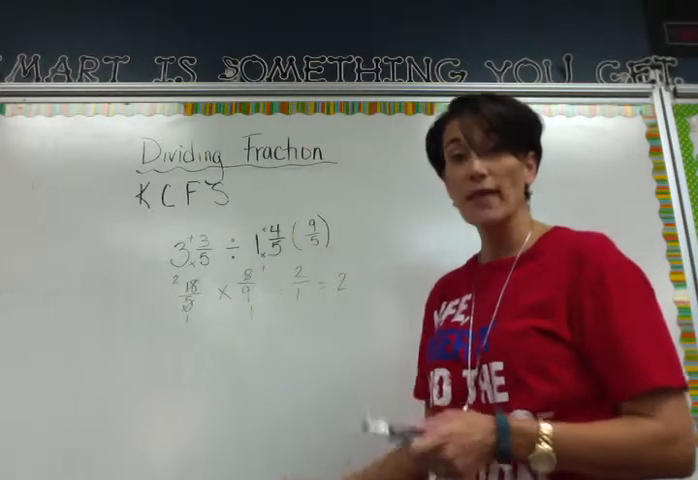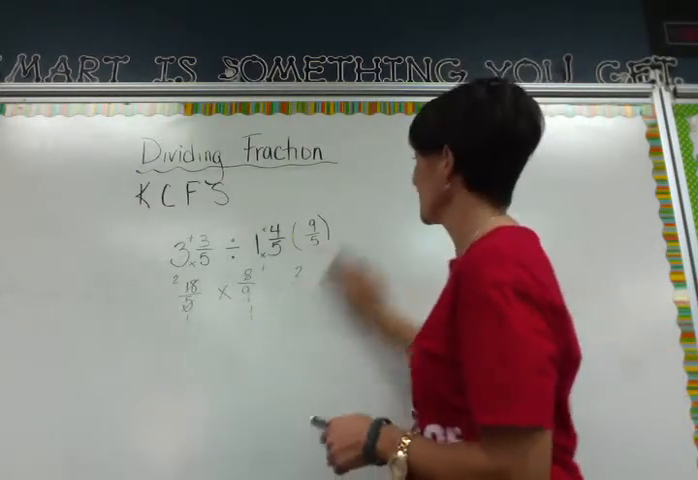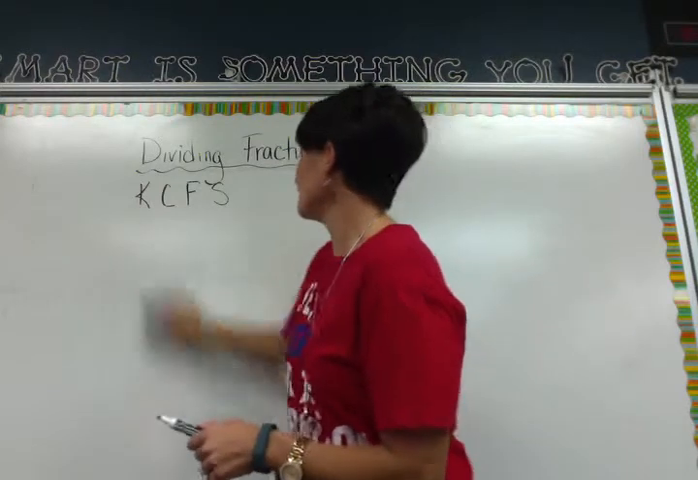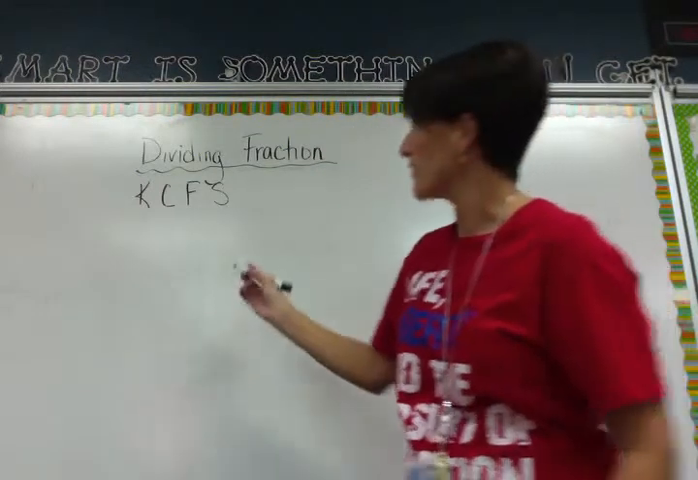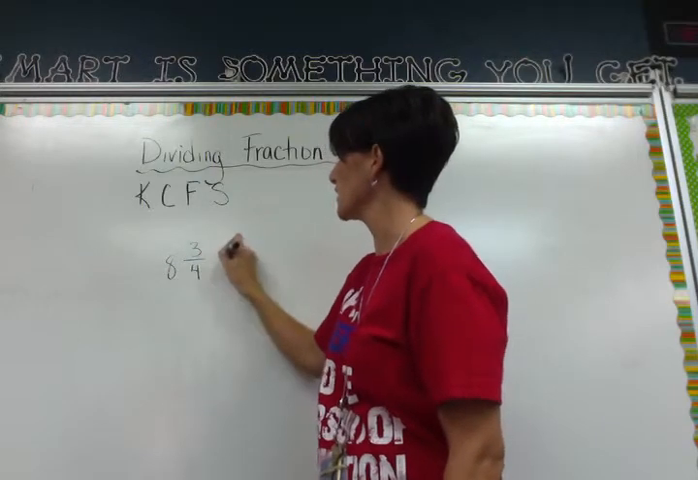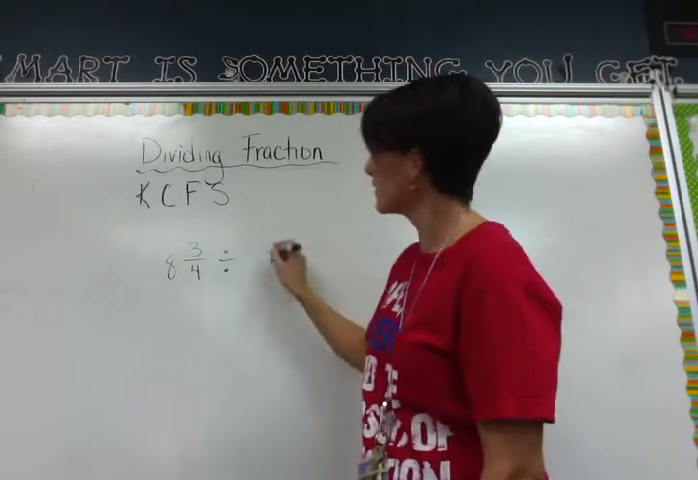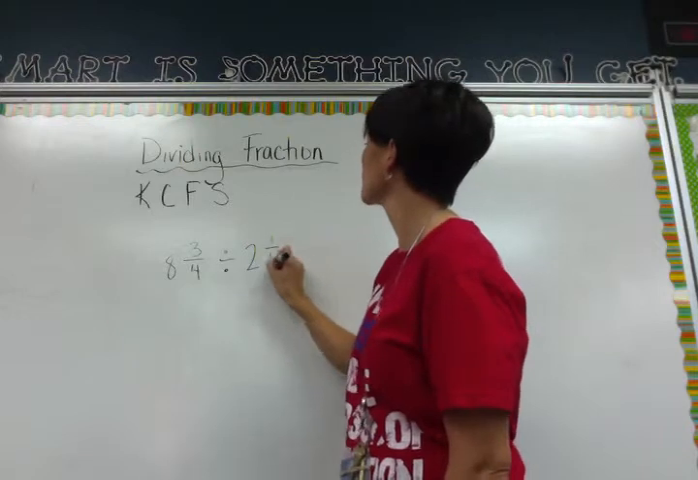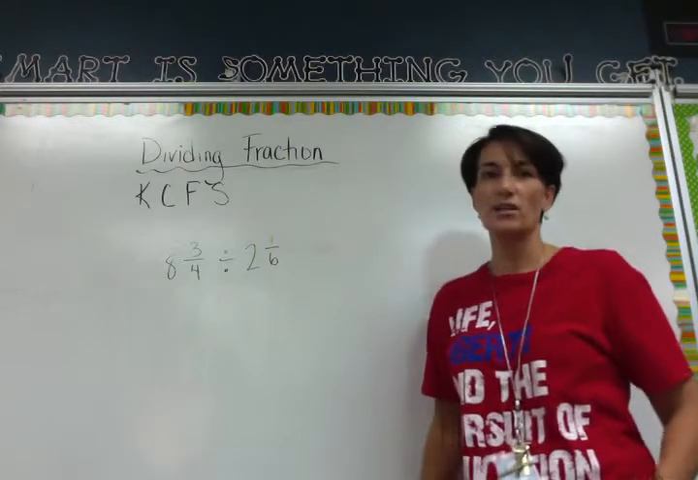All right, so we're going to do one last problem, and hopefully this makes sense to you. And like I said, always with these improper fractions is making sure you flip that second number, because we always forget to do that. It's just out of habit. All right, so 8 3/4 divided by 2 1/6.